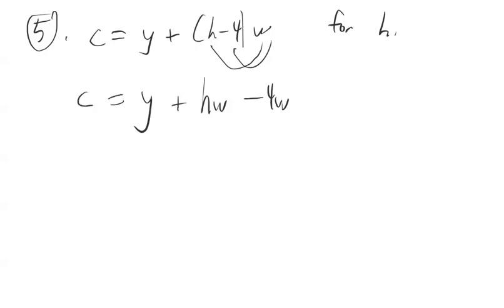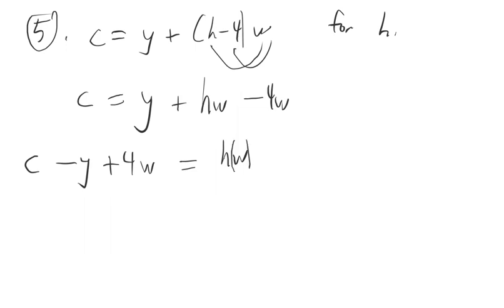Now we want to get the h alone, so we're going to keep the c on the left side, but we're going to move the y that's on the right side to the left, so then it'll become -y. And then we're going to move the -4w that's on the right to be on the left, so therefore it's going to become +4w. And then on the right, we'll keep the hw on the right, so the letter with h in it is only on one side. Then we're going to factor out the w from the h, like this.